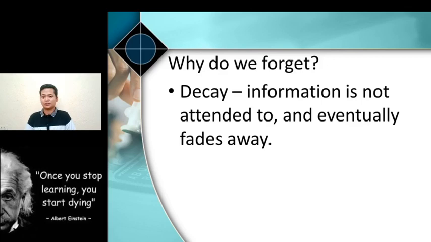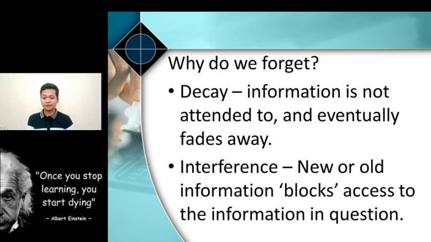Next is interference. New or old information blocks access to the information in question, right? So there's a new information, there's a confusion. There's an interference, then we forget things, okay? Sometimes, because of a lot of information that is being stored in our mind, sometimes we forget. Okay?